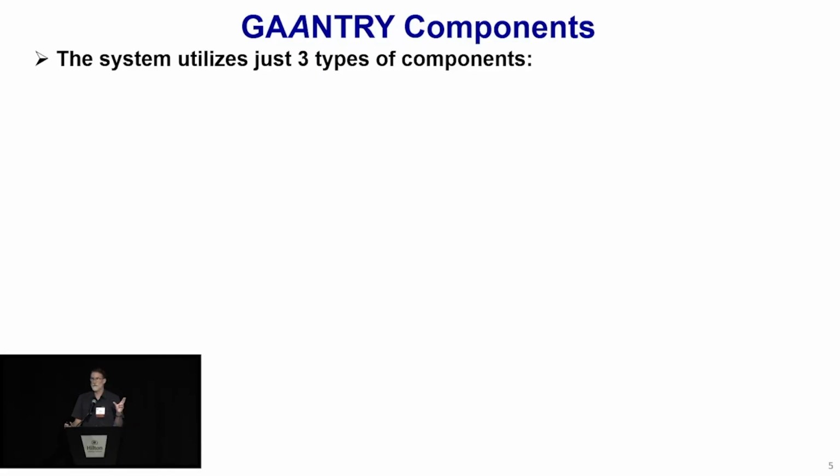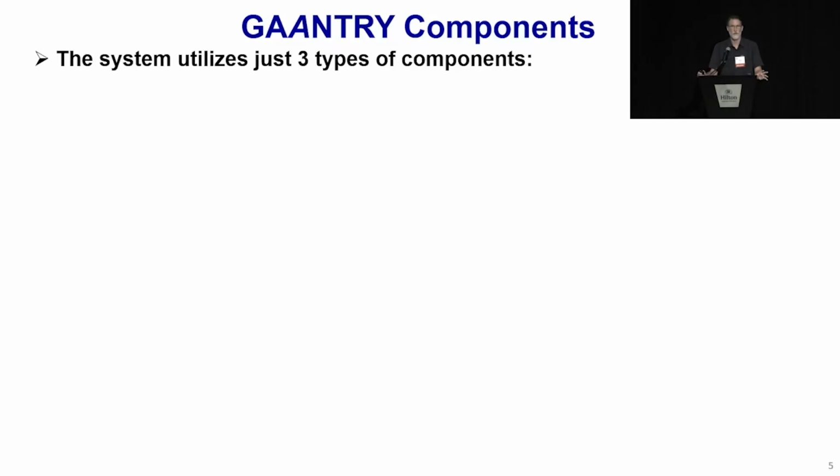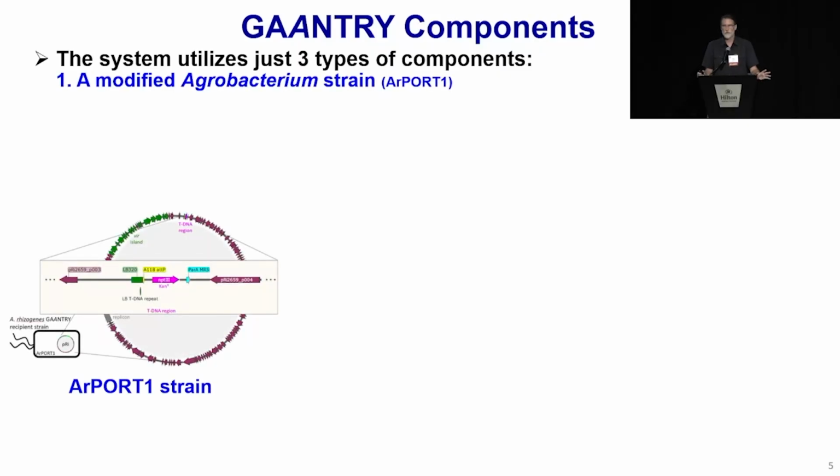This is a sophisticated system, but it utilizes just 3 types of components. It's actually quite simple for the user to use GANTRY for stacking. The first component that you need to make GANTRY stacking work is a modified Agrobacterium strain. The original strain that was developed we call R-Port1 because it's a derivative of a rhizogenes strain. On the left part of the slide, you can see it's been modified, disarming that Agrobacterium strain, so the native T-DNA has been removed and replaced by GANTRY components.